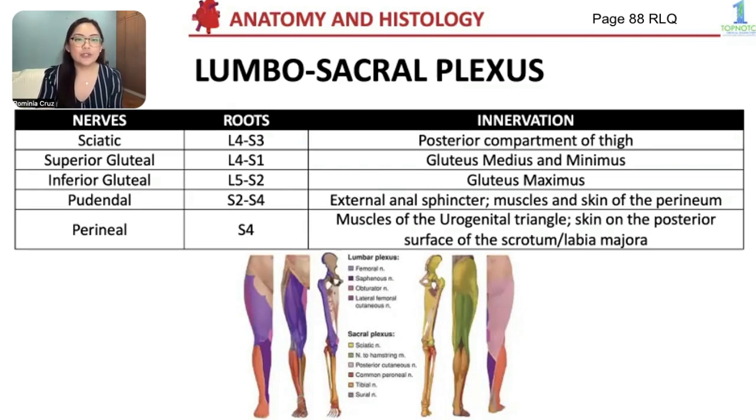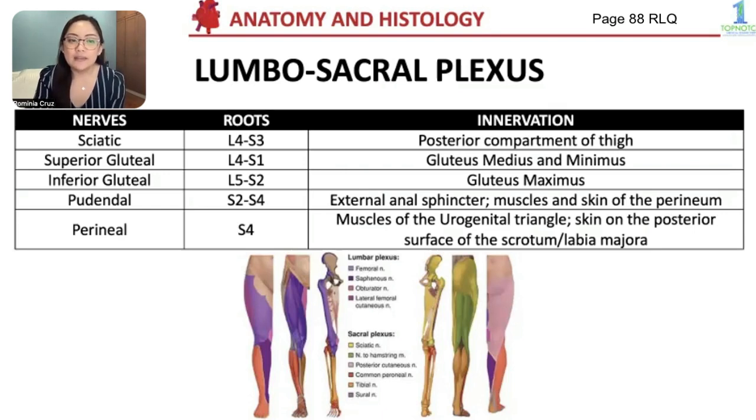So your superior gluteal nerve would innervate your gluteus medius and minimus. Your inferior gluteal nerve would innervate your gluteus maximus, and your perineal nerve would innervate the muscles of your urogenital triangle.